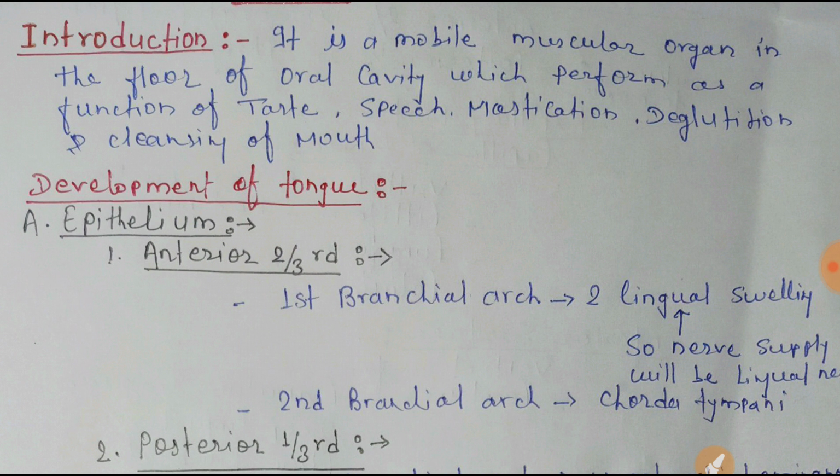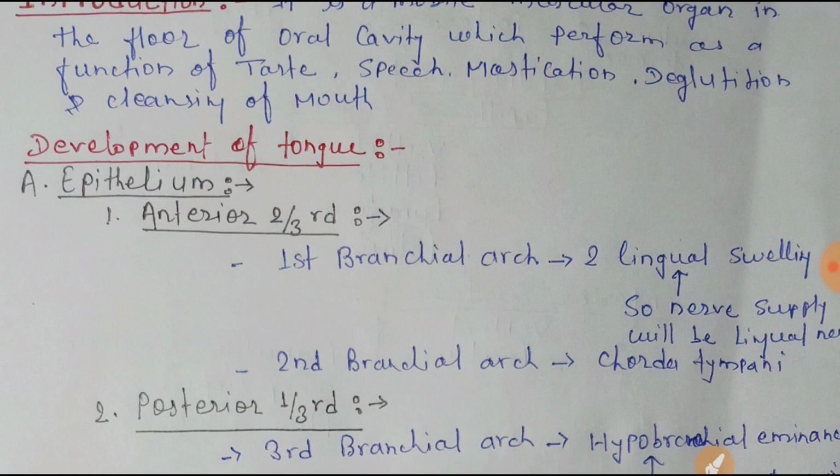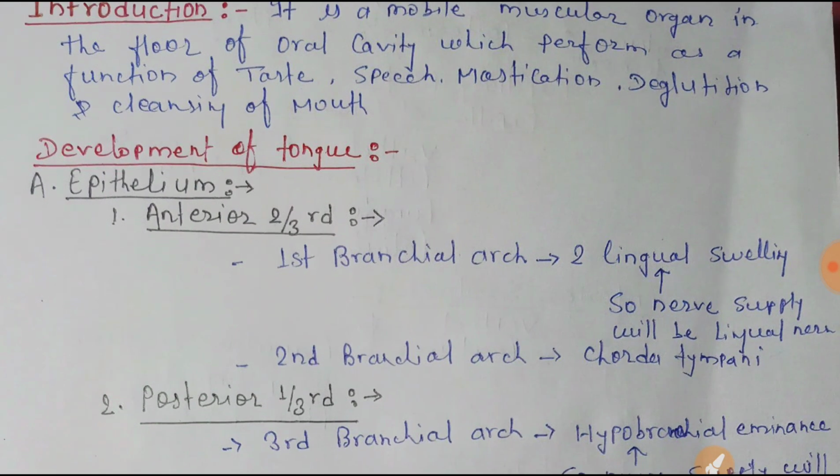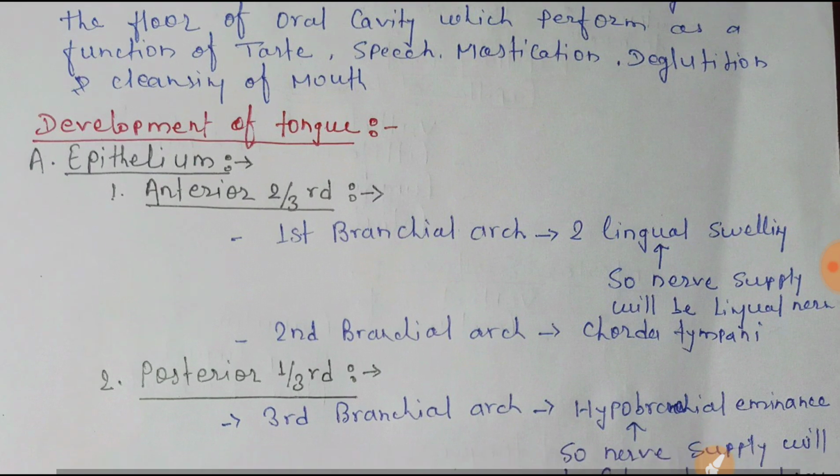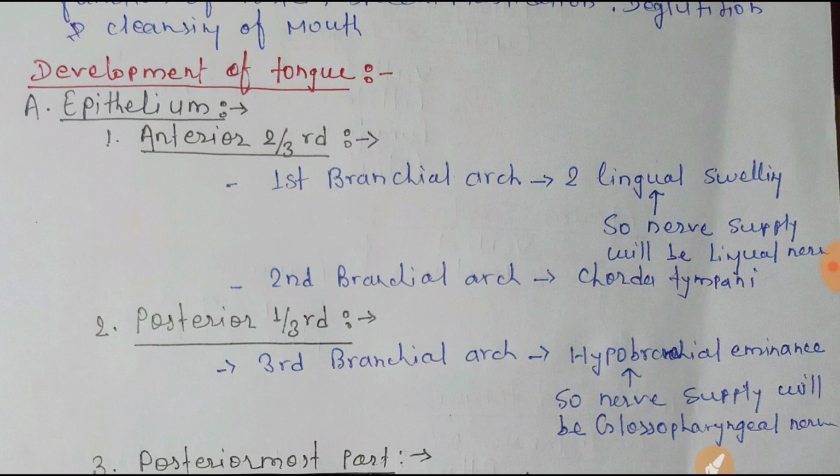Next one is the development of the tongue. It has the structure epithelium and muscles. The epithelium of the anterior 2/3 is developed from the first branchial arch. The two lingual swellings develop from the first branchial arch, which become the anterior 2/3 of the epithelium.